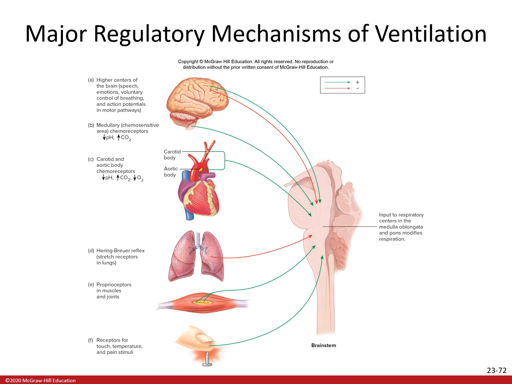This illustration is showing a major regulatory mechanism of ventilation. When it comes to those little arrows, the green or the red, it is representing a plus or a minus, which is either the plus being an increase in ventilation or the minus being a decrease in ventilation.